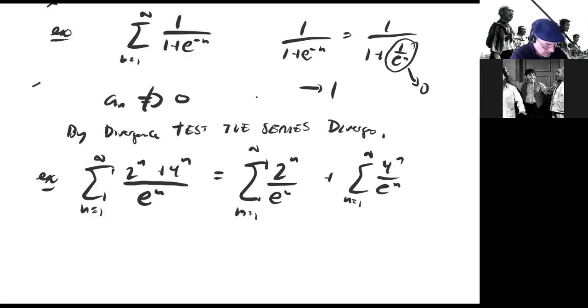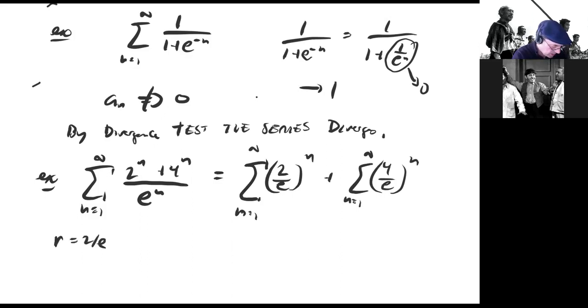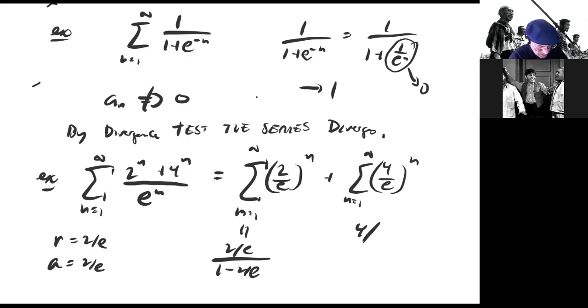It's probably better to write this as 2 over e and 4 over e. So 2 over e to the n, 4 over e to the n. Now, these are both geometric series. In the first case, the common ratio is 2 over e, and the initial term is 2 over e. So this will converge to 2 over e over 1 minus 2 over e. And similarly, the second term converges to 4 over e.